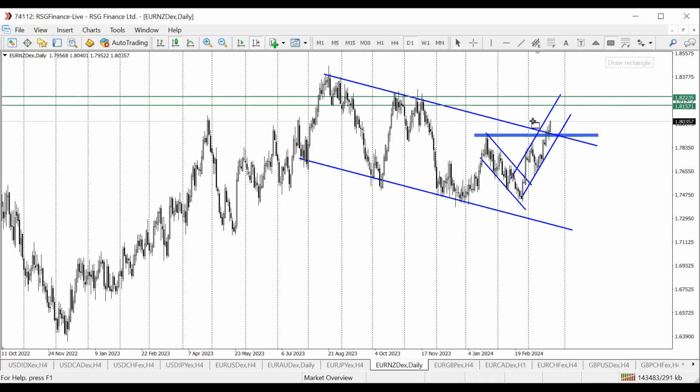But look at what happened here. We failed to create a low lower than the previous low, so this downtrend became suspicious, and here we see that it's been violated and we're getting set for an uptrend. So this is why I'm optimistic that we will push higher on EURNZD, and the target has been given, 1.8157 level.